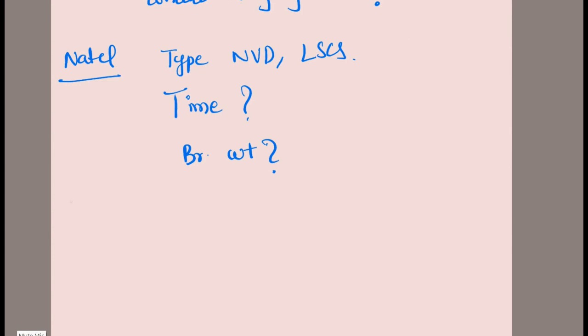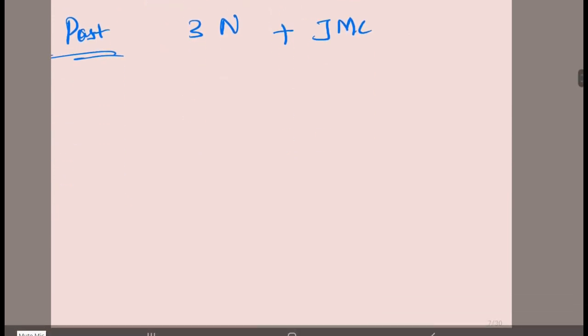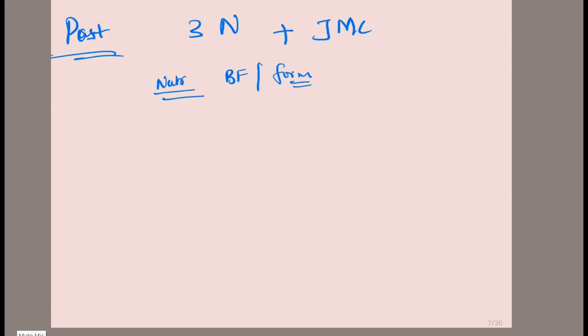And in the postnatal history, ask about, remember this, 3N plus JMC. That is, what was the nutrition, what type of feeding was given, whether breastfed or formula. Okay, and next is newborn screening. Any newborn heel prick test done? Don't ask about newborn screening. You can ask about heel prick test done. Heel prick test, that is the newborn screening.